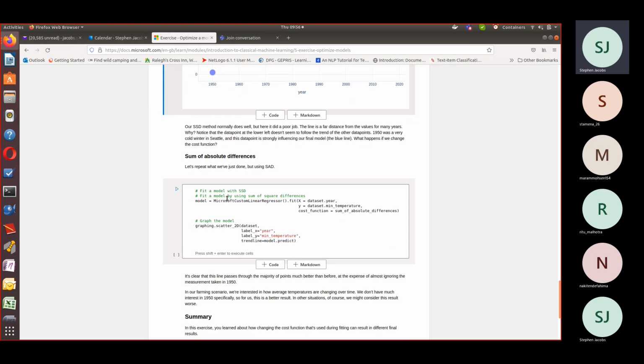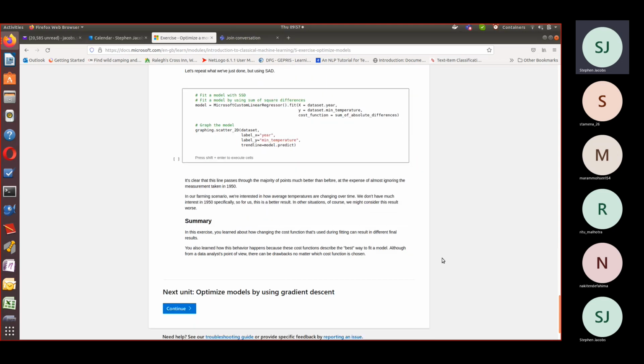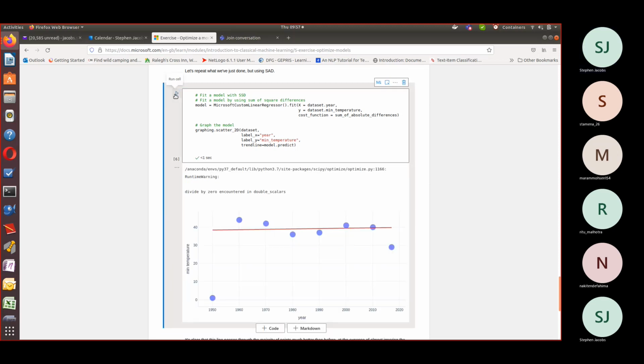So let's try it with our absolute differences. So we're going to fit the model with our SAD function. And again, before we had the sum of the square of the differences, that function we defined, but now we're using the sum of the absolute differences, which is the other function that we defined. So let's run that, and then we're going to scatter plot that.